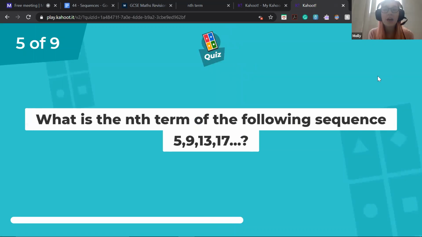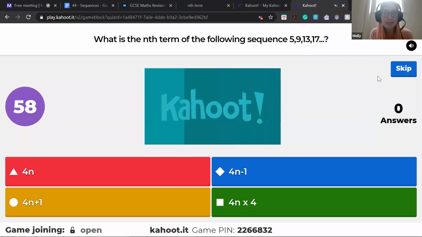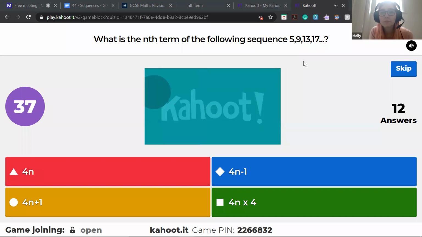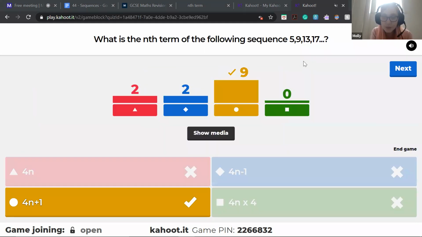Okay, our first nth term question. So what's the nth term of that sequence there? Awesome, well done. So the reason is because we see that the common difference is 4, so it's got to be a 4n. And then if the first term was 4n, it would be 4, but it's not, it's 5, so it's 1 more, so we add 1.